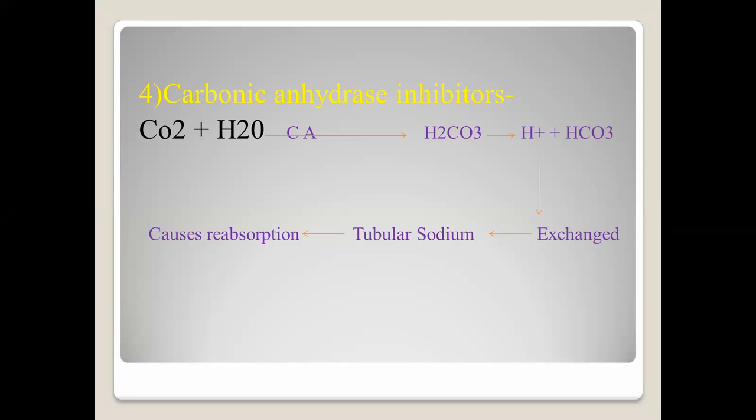Okay, so firstly, in the normal pathway, what happens? In this flow, you have to understand CO2 plus H2O in the presence of carbonic anhydrase gives H2CO3. H2CO3 means carbonic acid. So this carbonic acid is formed, and after that it dissociates in the tubules.